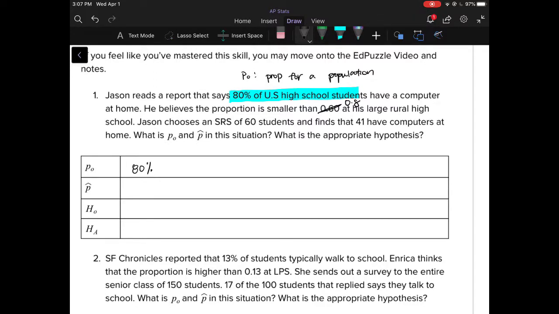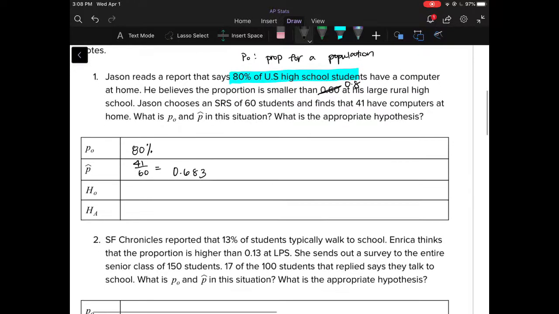Now, P hat always comes from our sample. Think of P hat and X bar as the same thing, except one talks about proportion and one is average. And both of those are used to describe a sample. So in this case, P hat is 41 over 60, which is 0.683. So our P hat is 0.683.